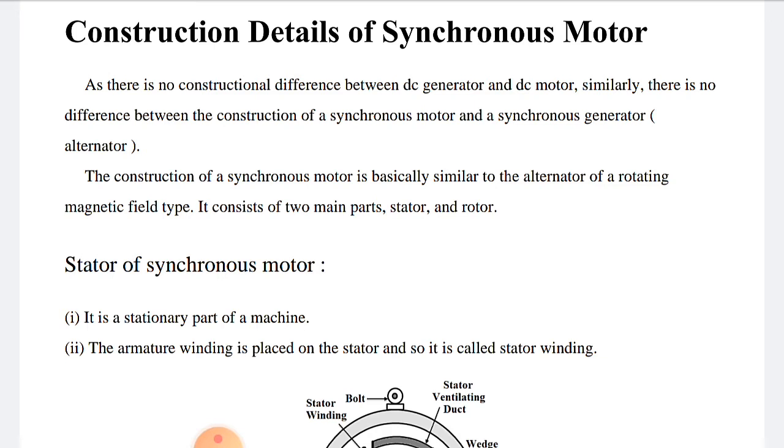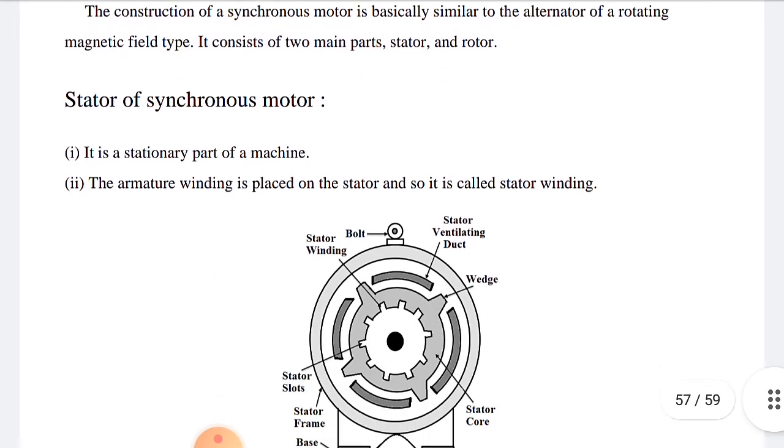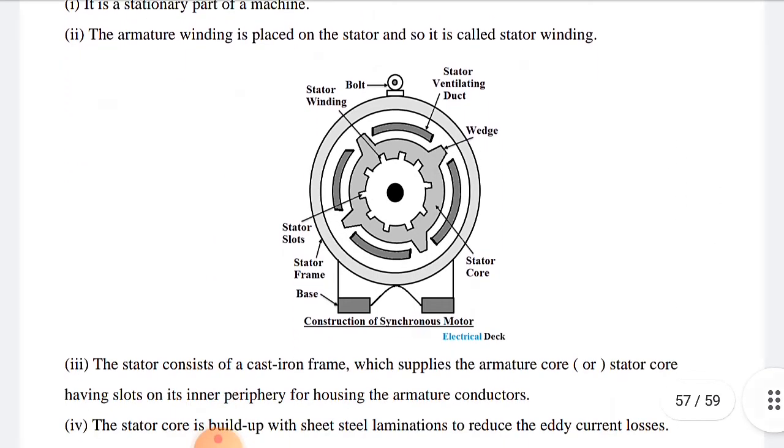Construction of synchronous motor. It mainly consists of two parts. One is stator of synchronous motor. It is a stationary part of the machine. The armature winding is placed on the stator and it is also called stator winding. This is the diagram of construction of synchronous motor.